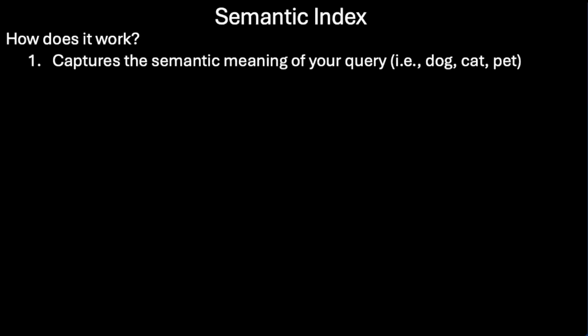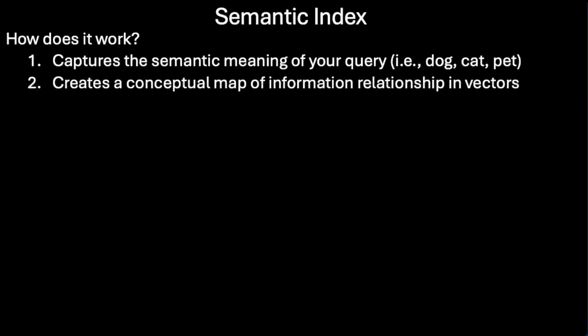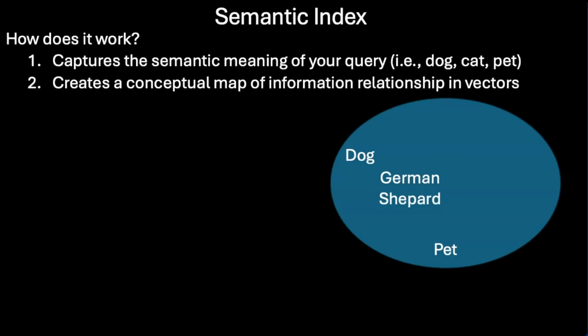Well, first, it captures the semantic meaning of your query. So when you query something like dog, cat, or pet, it's been trained on those words by thousands of images and thousands of documents on dogs, cats, and pets. And what it does is it creates a conceptual map of information relationship between what is called vectors. Let me show you. So now you have the words dog, German Shepherd, and pet. Those all have meanings and they are mapped together by vectors.